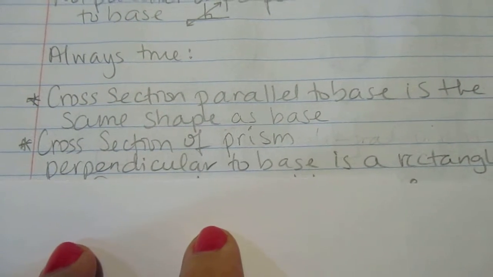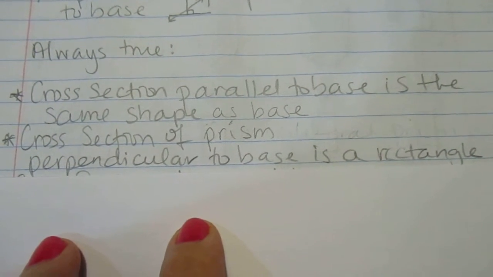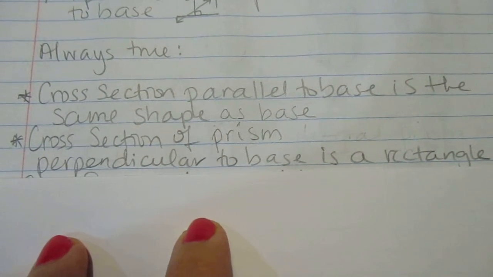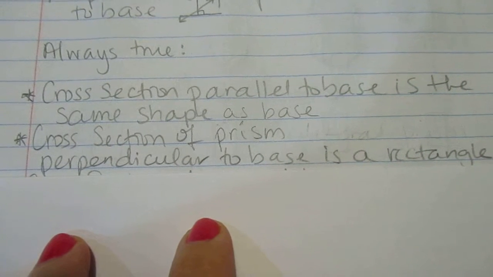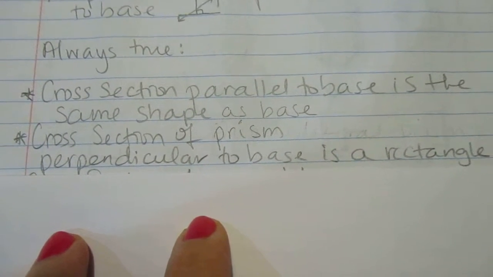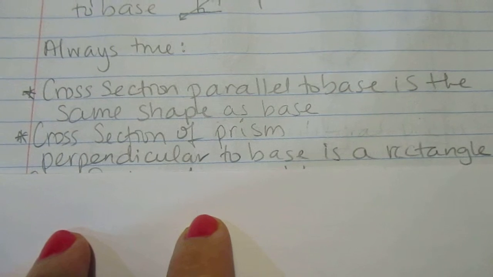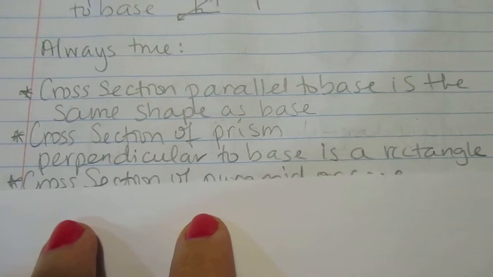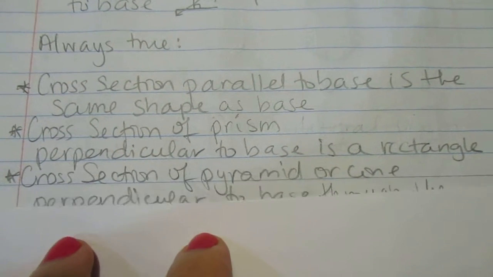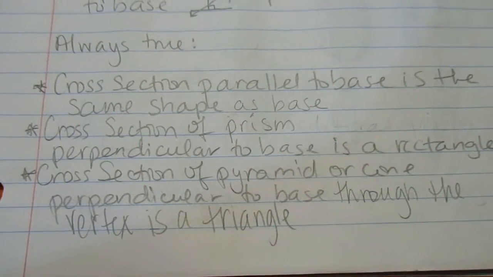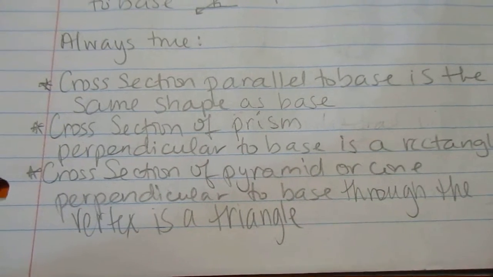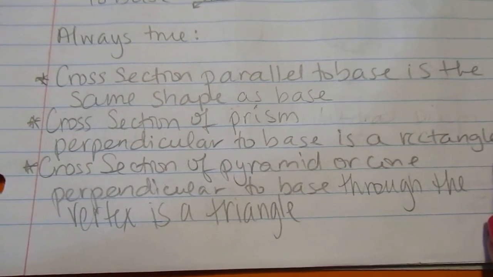Something else that's true about cross sections is that a cross section of a prism made perpendicular to the base is always a rectangle, because it's always the shape of the face, and all of the faces in a prism are rectangles, regardless of the base. And finally, a cross section of a pyramid or a cone perpendicular to the base through the vertex always results in a triangle.